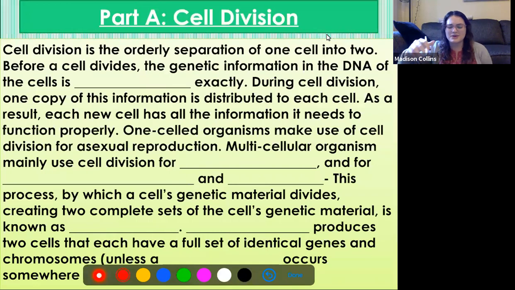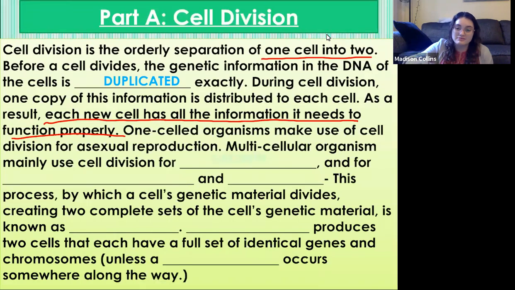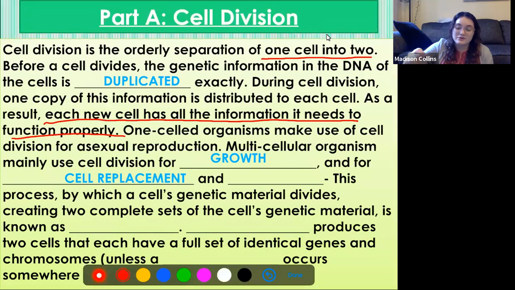Okay, so cell division, what is it? This is the orderly separation of one cell into two. Before a cell divides, the genetic information in the DNA of the cells is duplicated or replicated exactly. That means we now have two complete copies of it. So then during cell division, one copy of this information is distributed to each cell. As a result, each new cell has all of the information it needs to function properly. One-celled organisms make use of cell division for asexual reproduction, but multicellular organisms mainly use cell division for three things: growth, cell replacement, and repair.